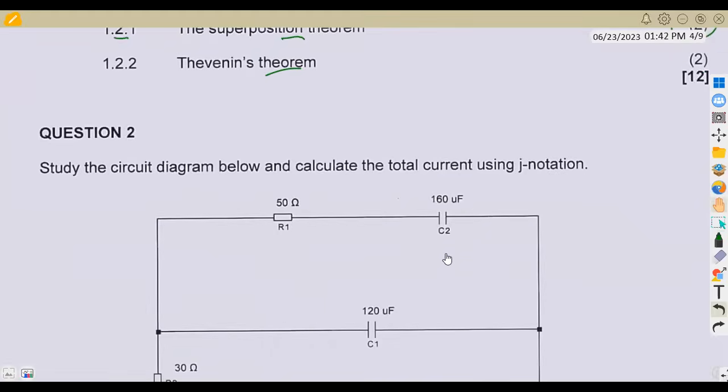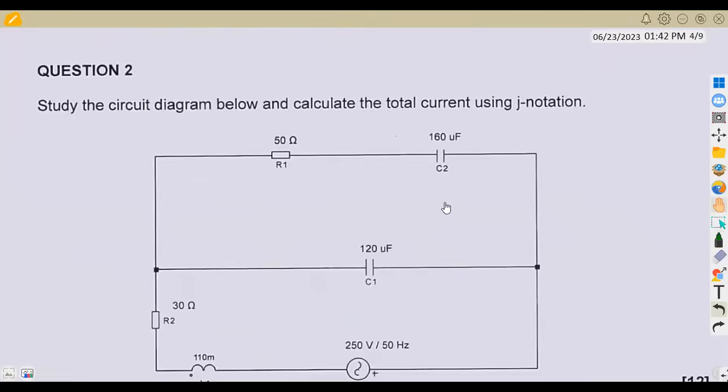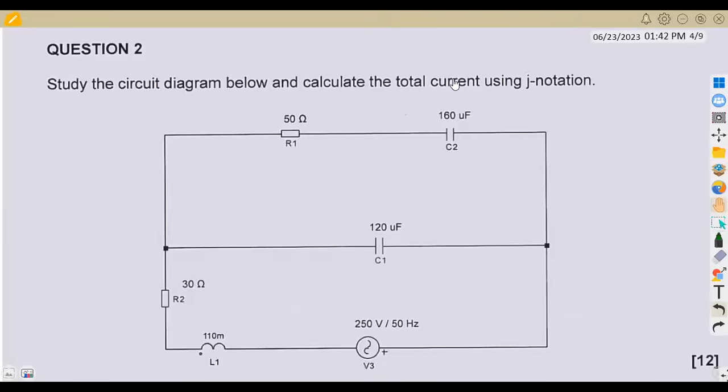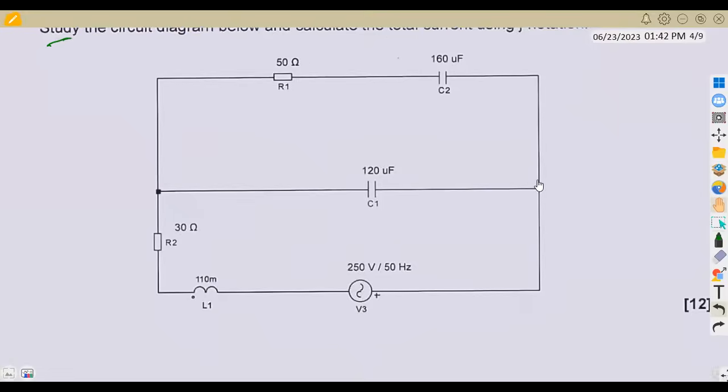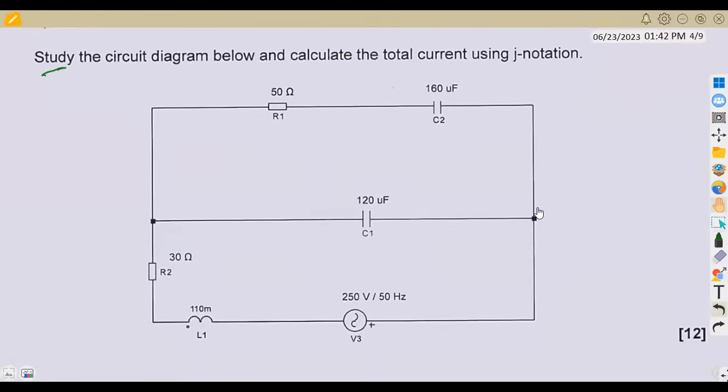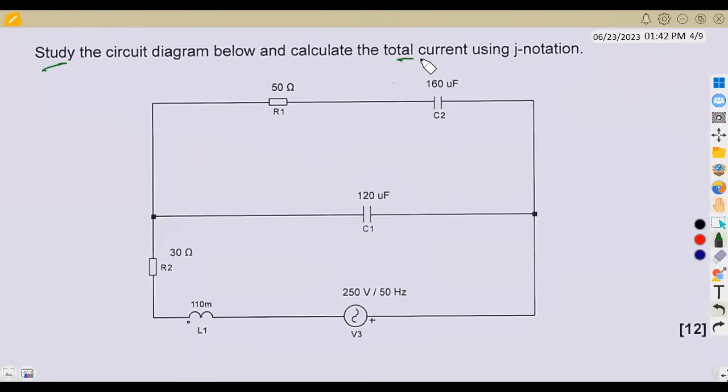All right, question 2, we are given to study the circuit diagram below and calculate the total current using J notation. So take note, you must study the circuit diagram, understand what information you are given, and how to relate this information. This is our circuit diagram, and you are supposed to use the J notation to calculate the total current. There were 12 marks in this case for everything.